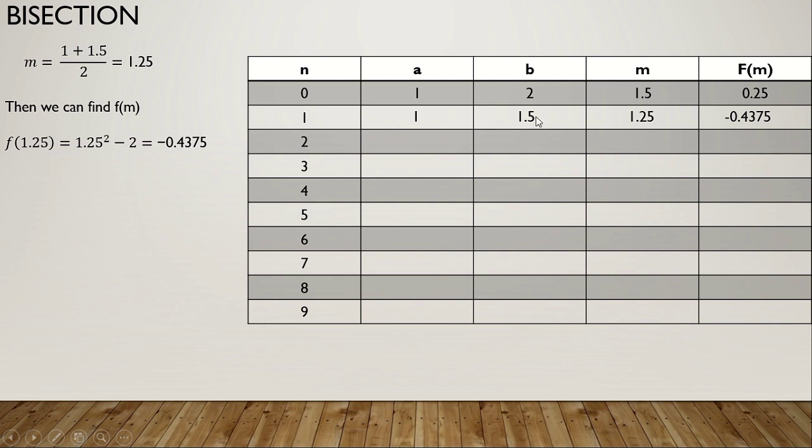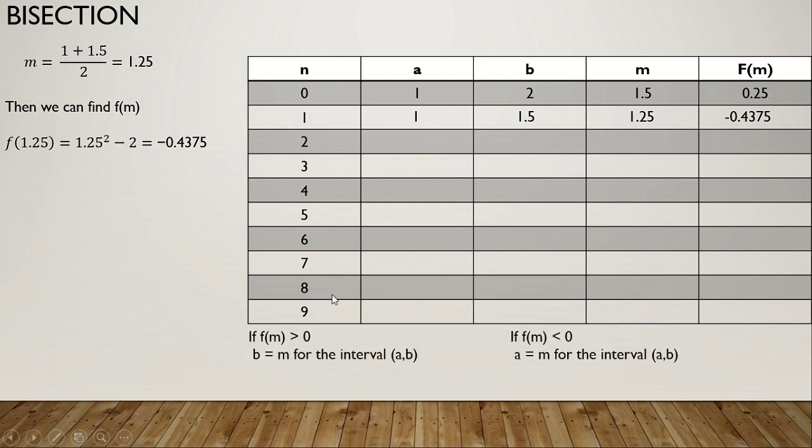And if you were to add that together, we are going to get 1.25 here. 1.5 plus 1, divided by 2, will give us 1.25. And f of 1.25 is going to be equal to negative 0.4375, and then we plug it there. So if this value is negative, then the value that we have here becomes a, and then this value remains the same.